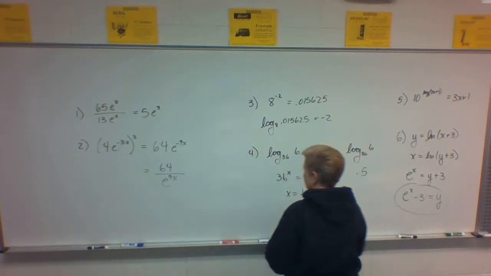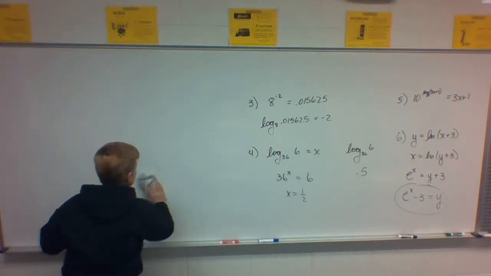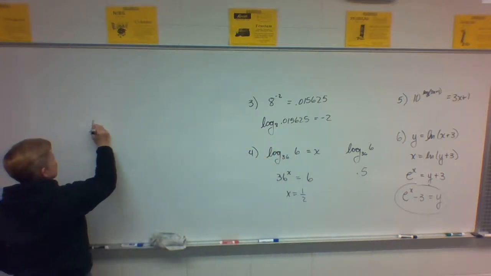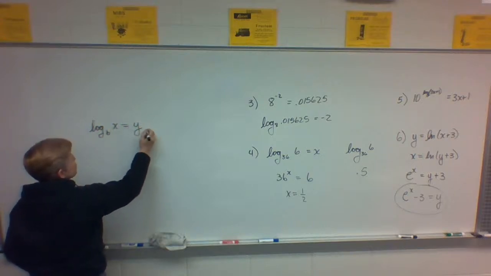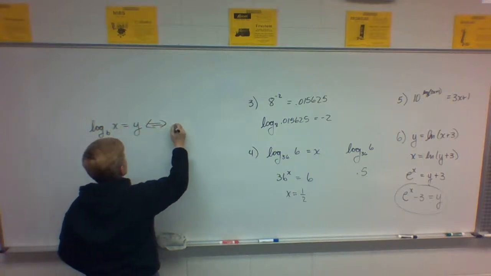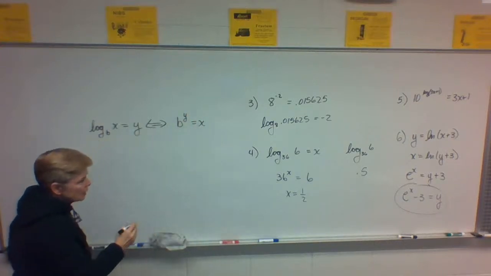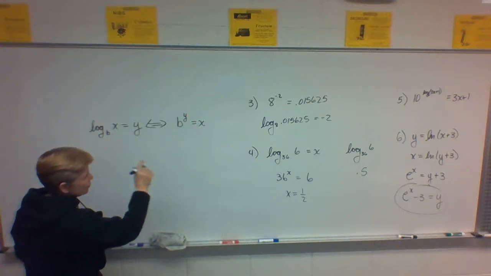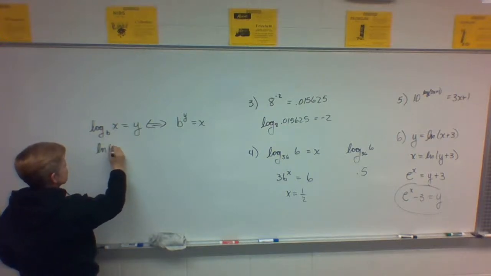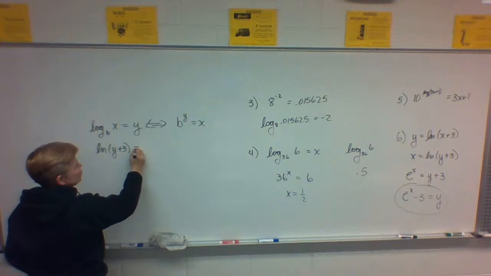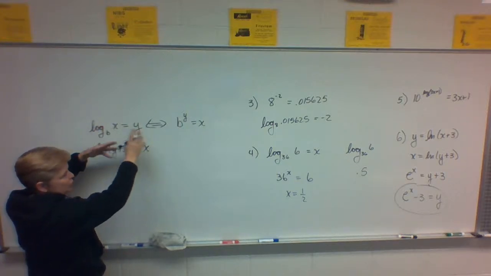Because that main thing, I'm going to erase some of this because I'm going to leave room anyway. That main thing that we did said that if you have the log base b of x equals y, that's the same thing as b to the y equals x. And so if I put that right underneath there, I've got a logarithm, which is the natural log of y plus 3 equals x here. That's kind of resembling this, except the x's and y's are switched up.